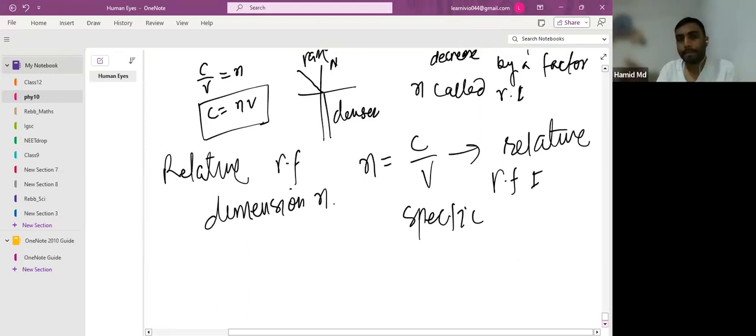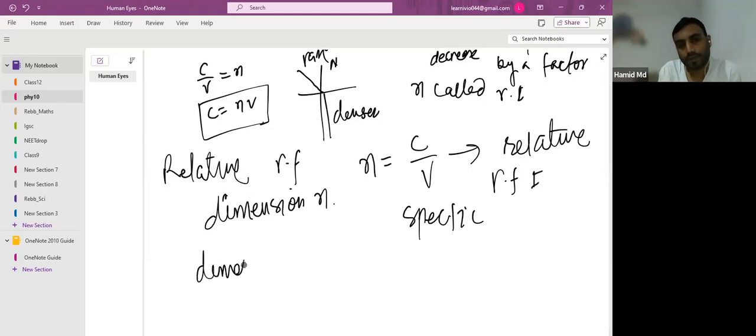Dimensionality of n. Before that, if you are not able to recall, can you tell me what is the dimension of v? Means v is a velocity. What is the dimension of velocity? It is compulsory to answer.